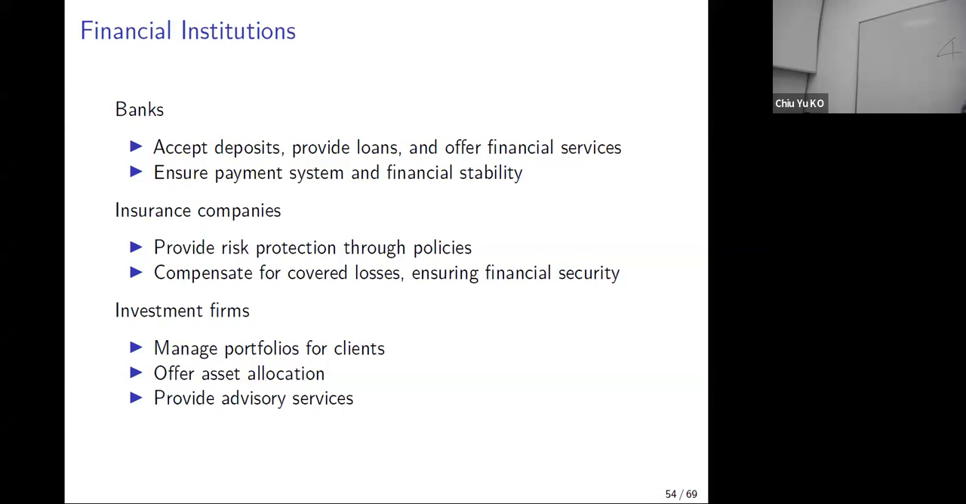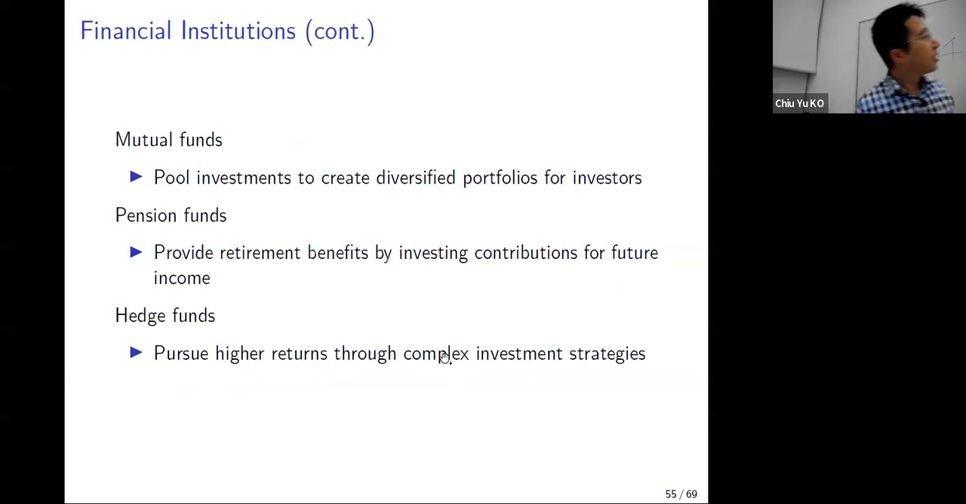Okay? So that's because the market is imperfect. Although the market is good, it's imperfect, and that gives a lot of roles in finance, right? Same with mutual funds, right? People don't know how to invest. There are so many things to invest in, so that's why mutual funds exist, right? And pension funds, the same idea, right?